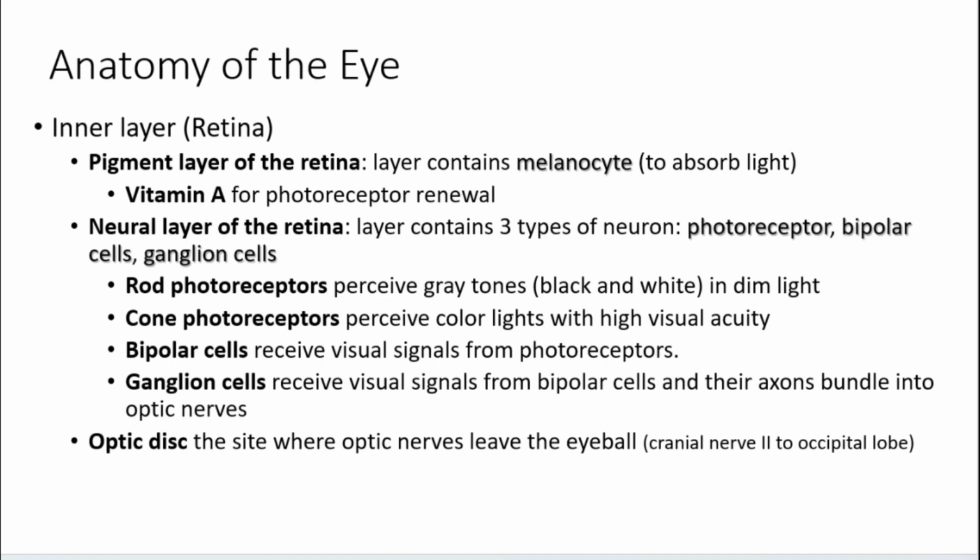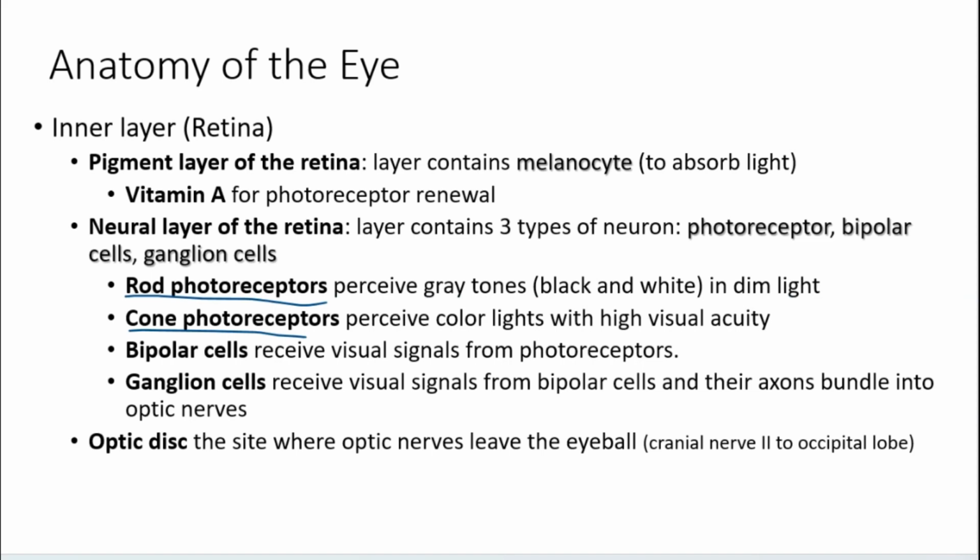Continue with the inner layers of the eyes. We have the melanocytes to help absorb the light and vitamin A to help us renew the photoreceptors. In addition to this, make sure you know the two types of photoreceptors. We have the rods and the cones. The rod photoreceptors help us process gray tones, so things like the lighter color, the darker color, and work really well in dim light in dark rooms. Cone photoreceptors help us process the primary colors, help us see things in color.